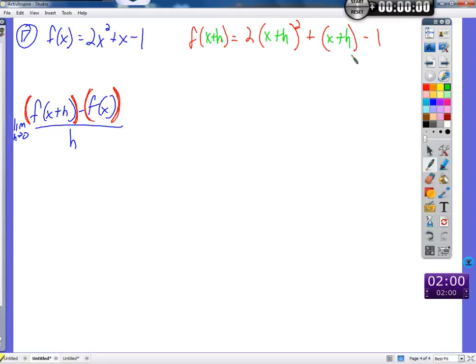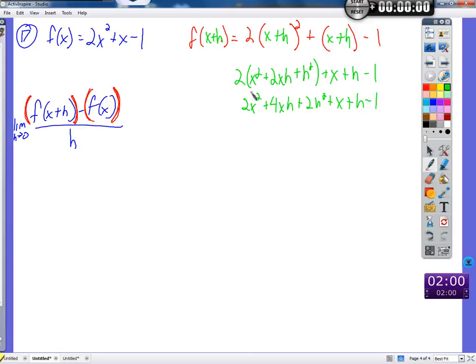I think that's like the number one mistake early on in finding the derivative, that maybe we'll take this and just add an h after each x, or multiply that by h sometimes. It can get a little weird. But all this means is to put x plus h in for x, wherever you see x in the function. So when we square this, we get x times x is x squared. x times h and another x times h, we add those together to get 2xh, plus an h times an h is h squared, plus x plus h minus 1. So 2x squared plus 4xh plus 2h squared plus x plus h minus 1.